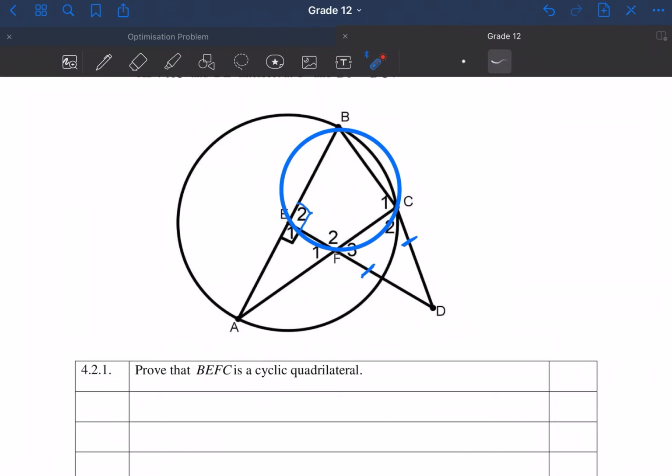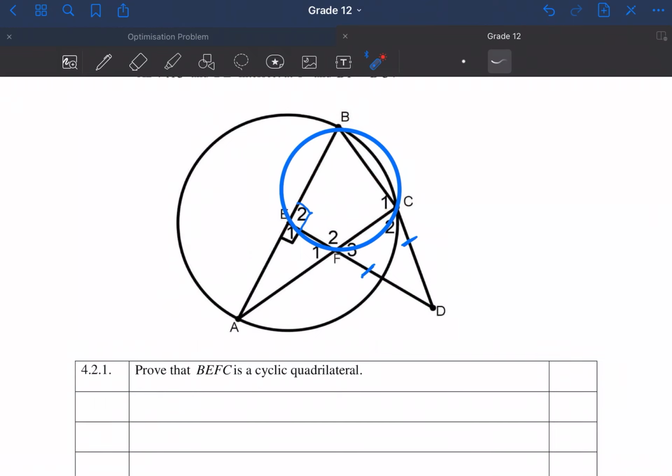You can prove it in 3 ways, really. You need to prove that the opposite angles, if you add them, give you 180 degrees. So the opposite angles are supplementary. Therefore, this figure here is a cyclic quadrilateral. It's hard for me to say this word. I don't know why it's so hard. A cyclic quadrilateral is a polygon, right? This polygon is a cyclic quadrilateral.